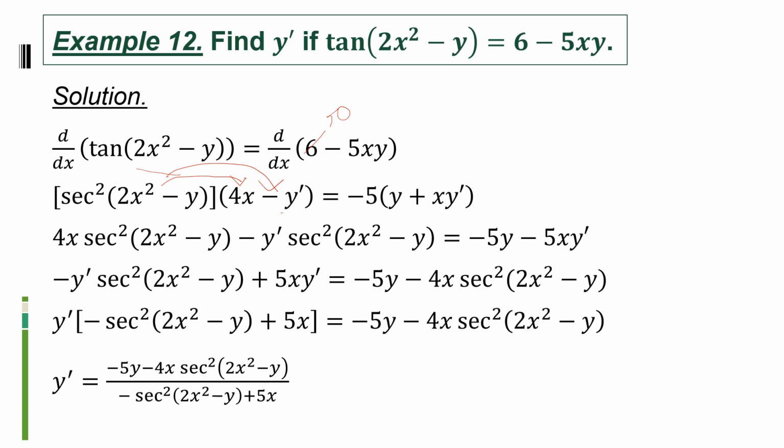Y prime equals negative 5y minus 4x secant squared of 2x squared minus y all over negative secant squared of 2x squared minus y plus 5x.